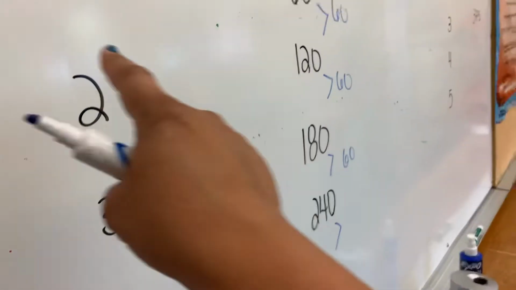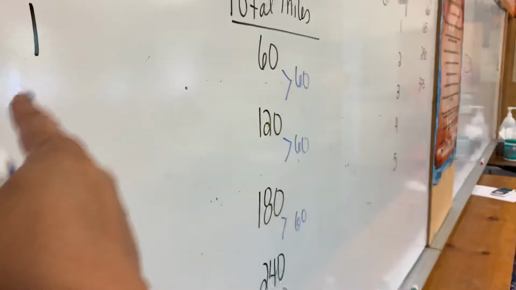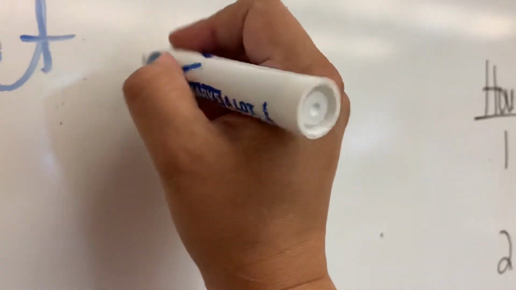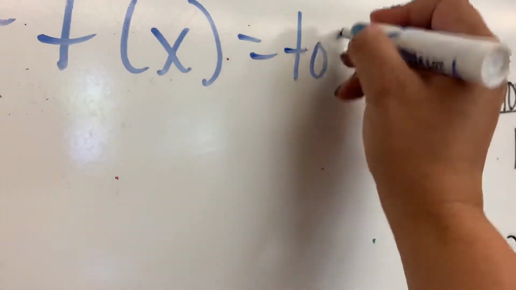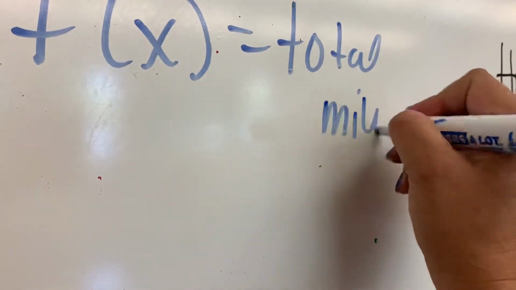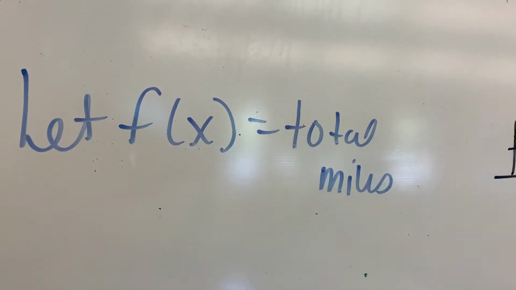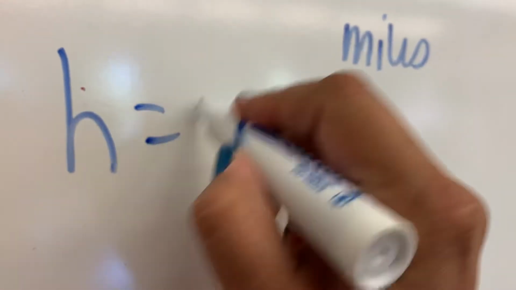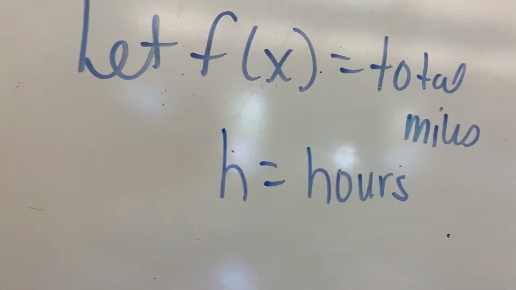So if I were to take my number of hours and multiply it by 60, would I get my total miles? So when I write my function rule, we want to let f of x equal total miles. Whatever your function is, whatever you're trying to get, that is what you always let your f of x equal. I'm going to let h equal hours. Simple enough.